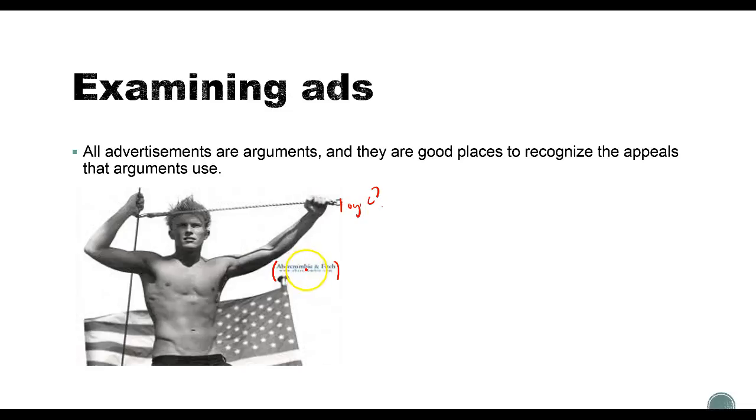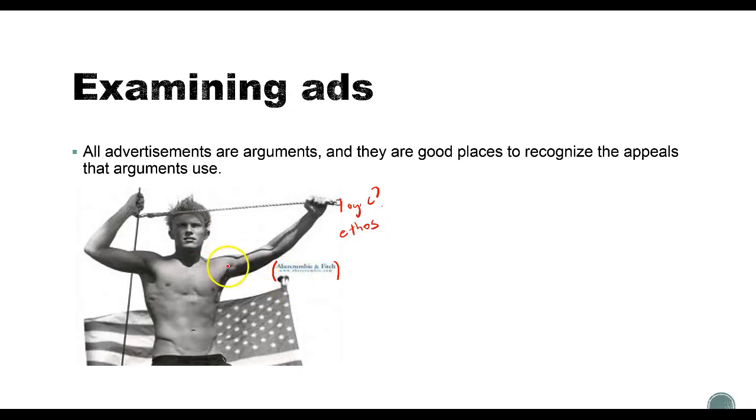I don't think so. It's not really telling us that Abercrombie & Fitch are a good brand of clothes, that they hold up, that they're high quality. This guy's not even wearing clothes. So it looks like the logical appeal is out here. Is it convincing us ethically, or does this give ethos?